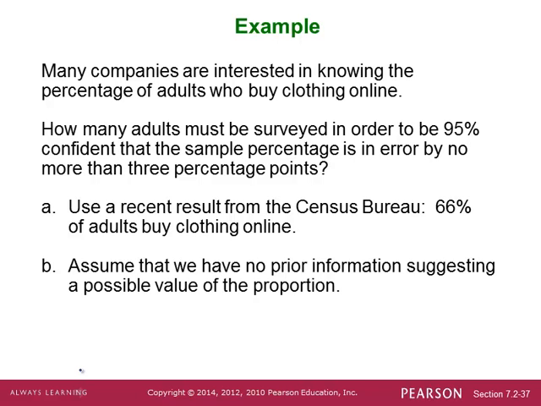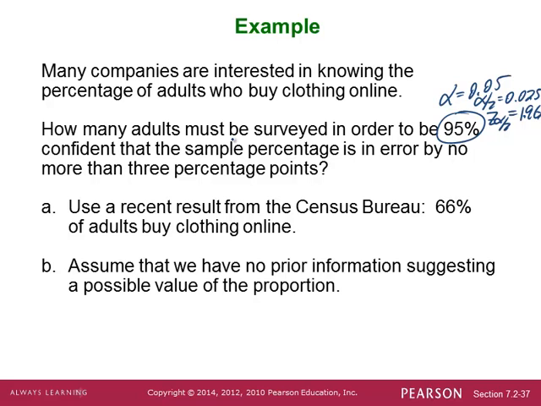So here's our example here. Many companies are interested in knowing the percentage of adults who buy clothing online. How many adults must be surveyed in order to be 95% confident? So 95% is our confidence level. That means that alpha is equal to 0.05. That means alpha over 2 is 0.025. And that means that z sub alpha over 2 is equal to 1.96. You're going to see 1.96 crop up many, many times associated with a 95% confidence level.